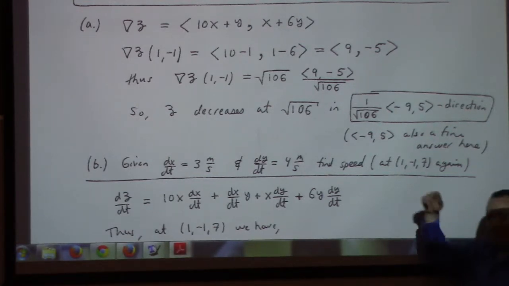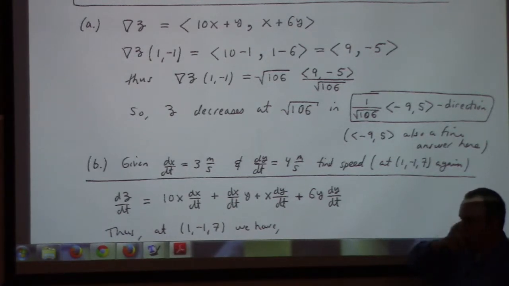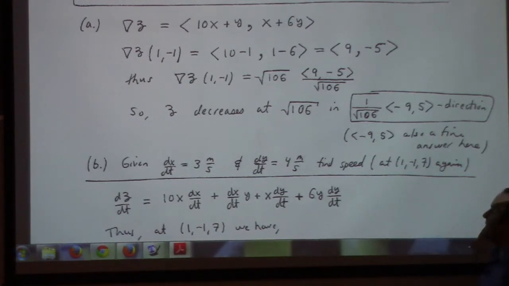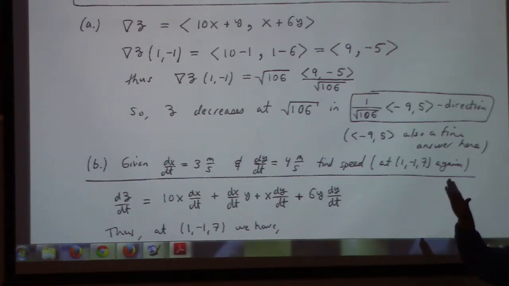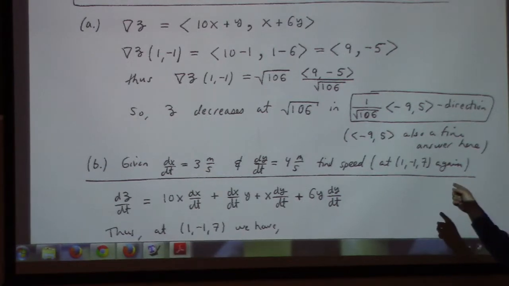Yep. Would the negative of the answer for A also be correct? No, I assume it would not. No, because we're looking for the direction in which it's decreasing. So without the minus, that would be the direction in which z is increasing the fastest. That'd be going up the hill. This is going down the hill as fast as you can.